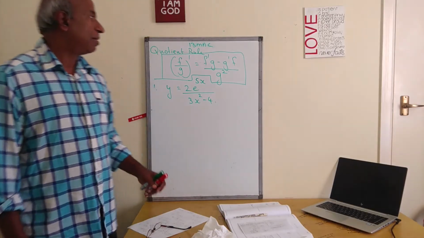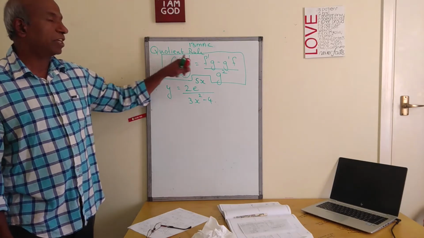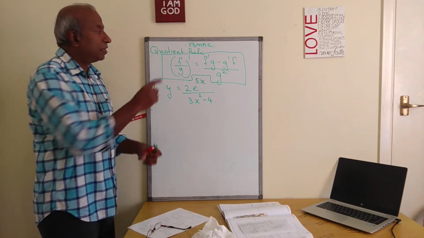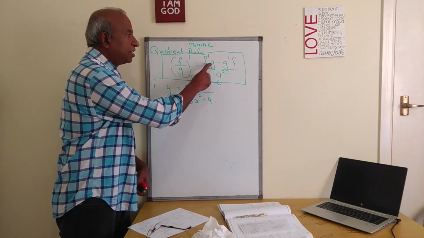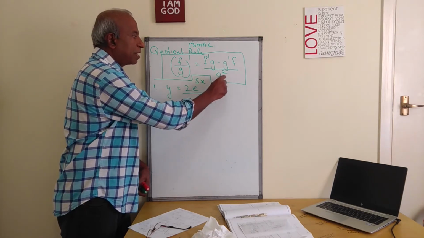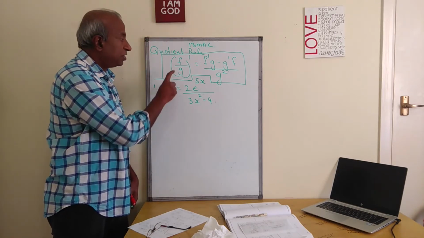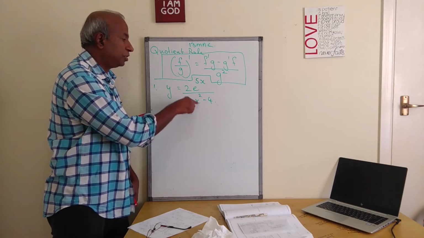Hey guys, today we are going to differentiate a function using the quotient rule. So this is the formula, f over g, we are differentiating it. The formula is (f dash g minus g dash f) divided by g squared. Always when you take the function, g should be the denominator. Don't mix it up. g should be the denominator.